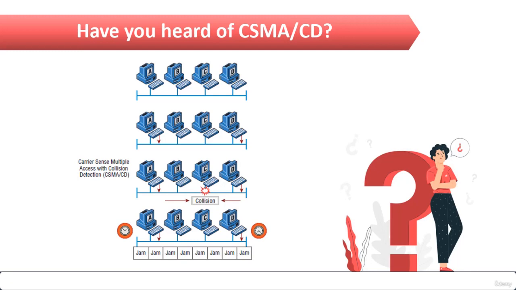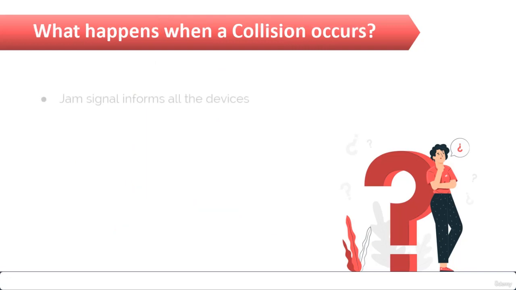It's pretty clean. So you must now have a question: what happens when a collision occurs on an Ethernet LAN? Well, let's have a look. First, a jam signal informs all the devices that a collision has occurred. It tells them, okay, wait, no one should transmit right now. There is a collision and we should wait for a specific amount of time.